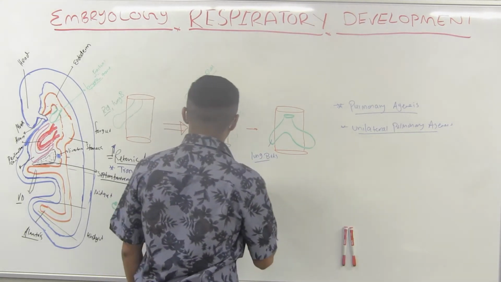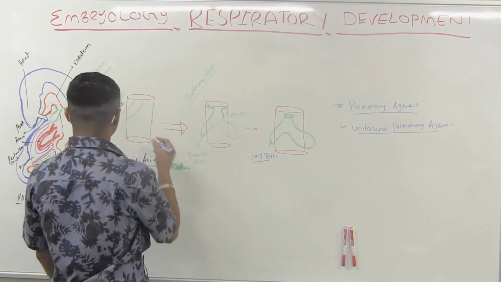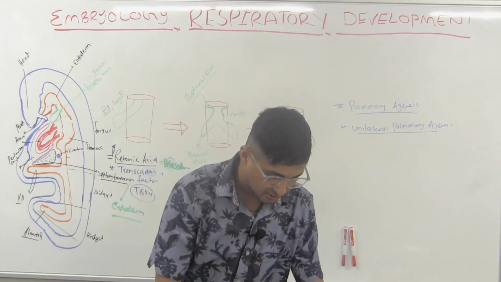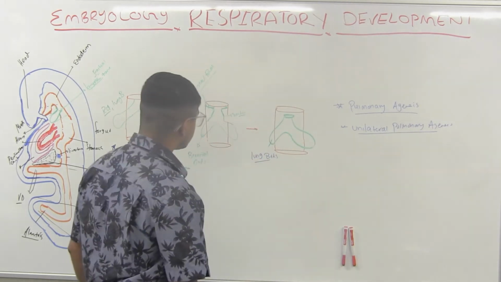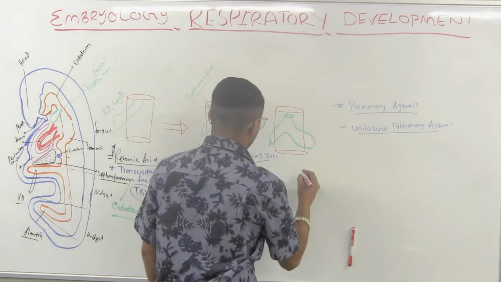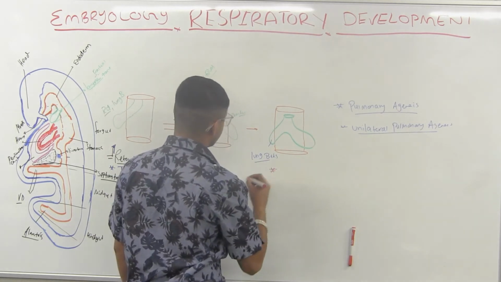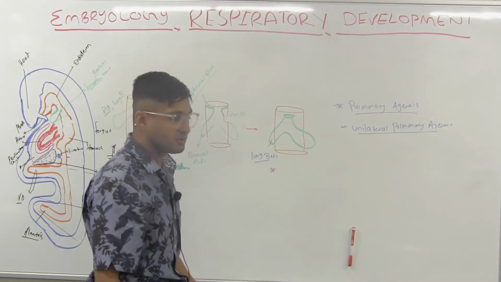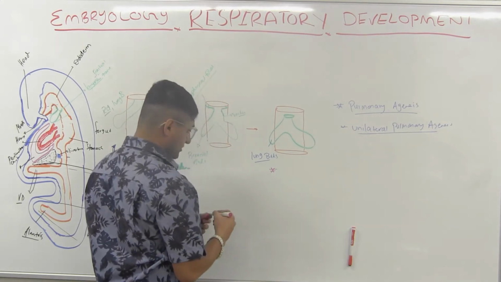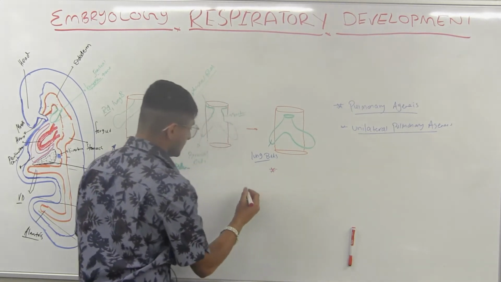Now we also have to talk about the other very important clinical correlation related to this, which we call a tracheoesophageal fistula, right? So pulmonary agenesis, we'll talk about that one. The other is this condition called tracheoesophageal fistula, and there are different types of tracheoesophageal fistula. Let's quickly talk about these different types.